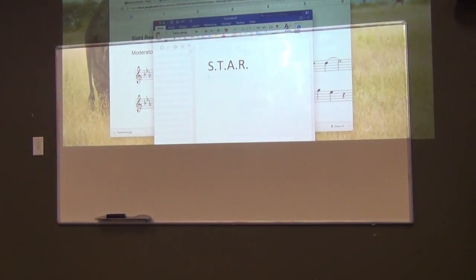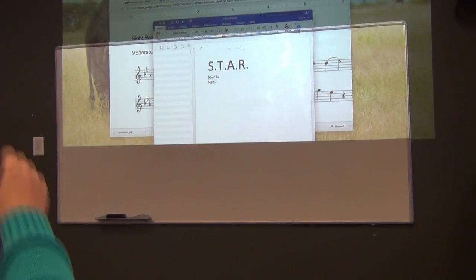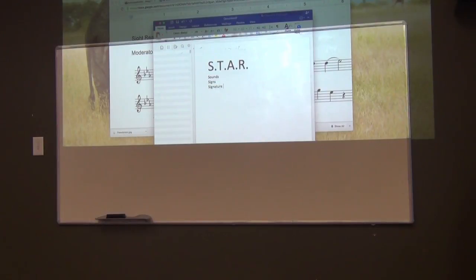STAR is an acronym of things we need to be looking for when we start to sight read. So, what do you think S could stand for? I guess volunteers, what are some things important about sight reading that start with an S? Sounds. Let's write that down. Sounds. Good. What's another one? Aaron. Signs. Good. What's another one, Noah? Signature. Good. What's another one, Aaron? Sample. Okay, that's good.